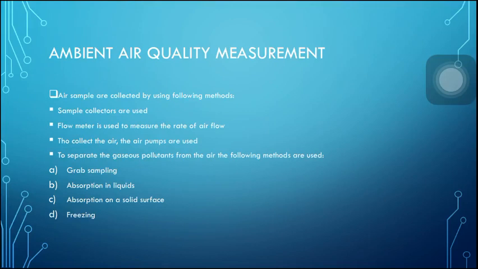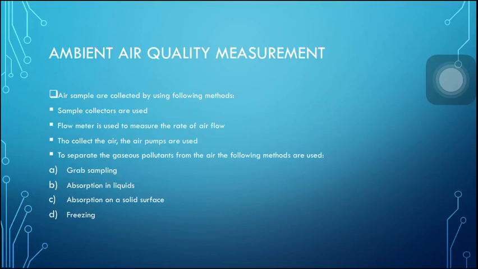Sample collectors are used. A flow meter is used to measure the rate of air flow. To collect the air, pumps are used. To separate the gaseous pollutants from the air, the following methods are used. Number 1, grab sampling. Number 2, absorption in liquids. Number 3, absorption on a solid surface, which is also called adsorption.